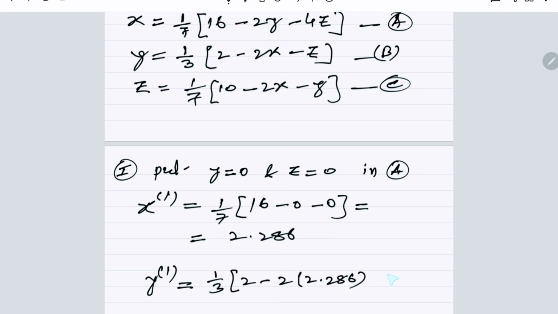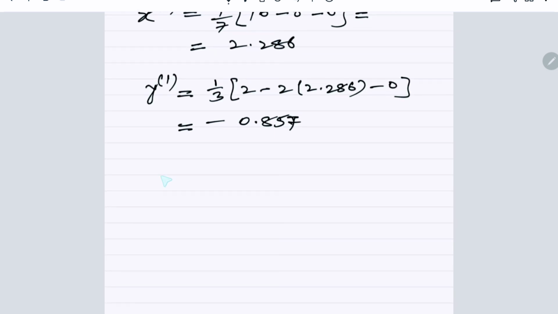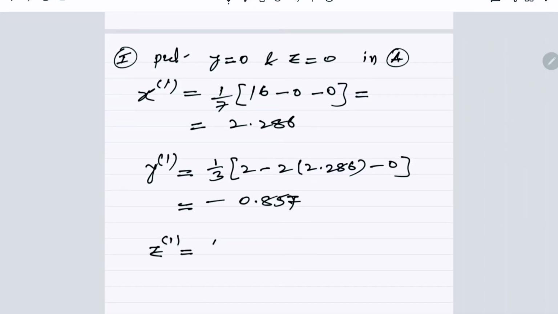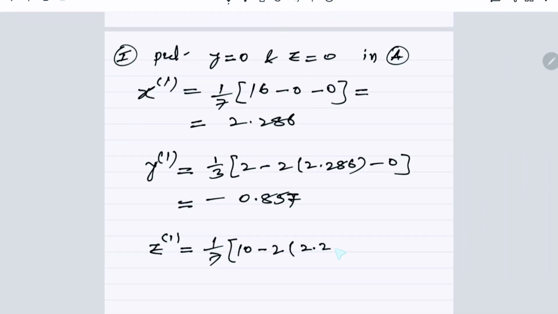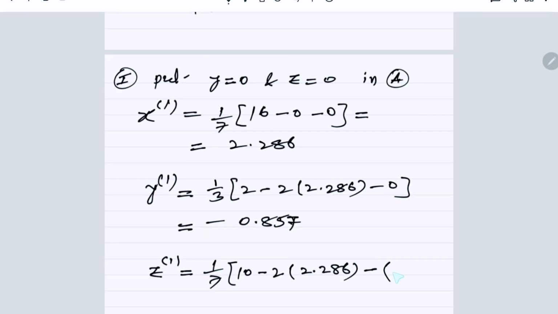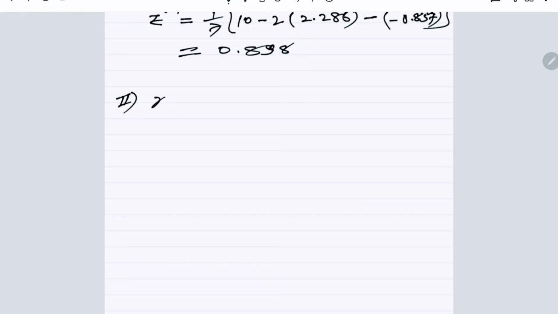Then put it in y along with z equal to 0. We get 1 by 3 times 2 minus 2 times 2.286 minus 0, and calculating by calculator, correct to 3 decimal places, we get that value as minus 0.857. Then substituting this x1 and y1 in z, means equation C, we get the value of z as 0.898. We go for the second iteration.